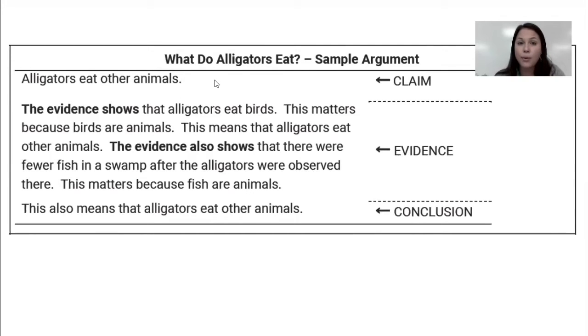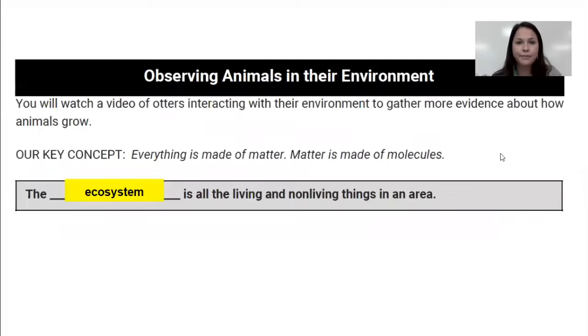Sometimes you might have the right answer, but if you can't tell me why that answer is right, you're not using evidence. You need to make sure you're supporting your claim with evidence. Now, we are going to observe animals in their environment in two different ways. The first way we're going to do that is by watching a video. The second way is by looking at a model.